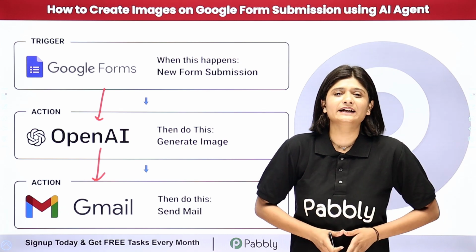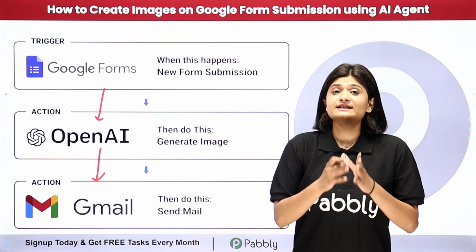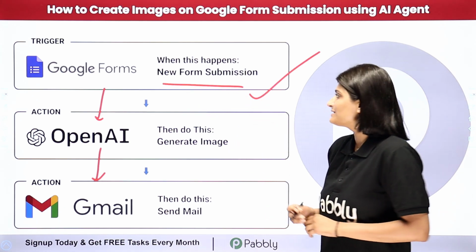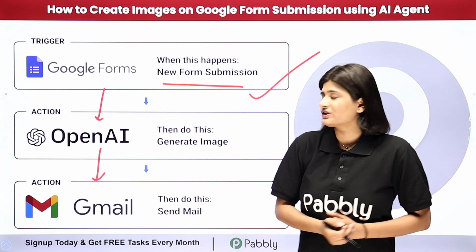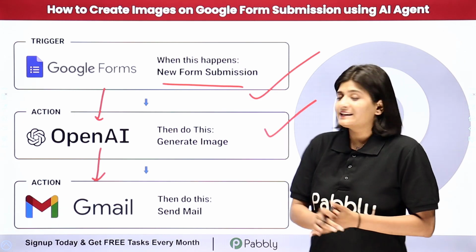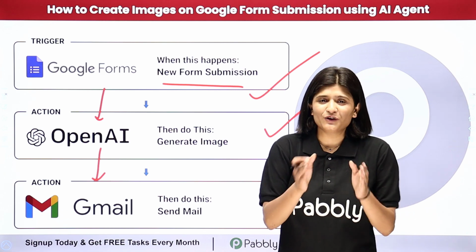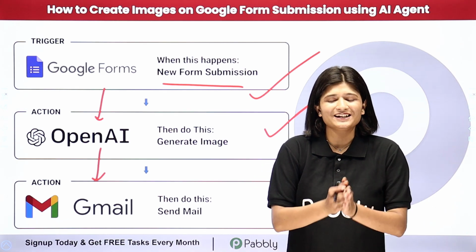With the help of Pabbly Connect, I am going to build this connection in such a way that whenever I receive a new form submission in my Google Forms, the image will be automatically generated with the help of OpenAI, and then I am going to send the mail to my customer with the help of Gmail. Now if you want to learn the step-by-step process, then let me take you all to my screen.